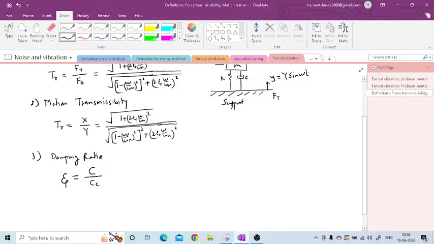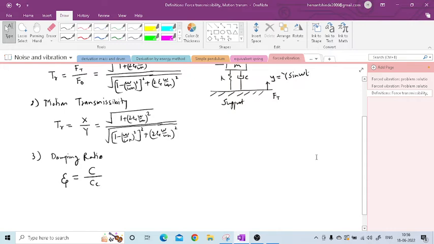Now depending upon these values of C and Cc, there are three different damping systems. The first one, under damped system, if this zeta is less than 1. Second one, critically damped system, if zeta is equal to 1. And third one, over damped system, where this zeta is greater than 1. So damping ratio or damping factor is represented by zeta, and it is the ratio of damping coefficient of system to the critical damping coefficient of system.